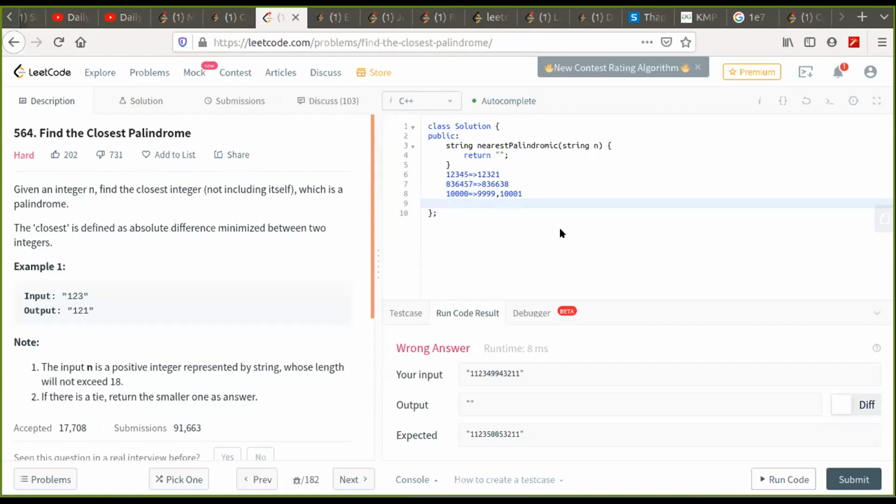And there's a problem with one more case as well. If I have already been given a palindrome number, I can't return the same number.